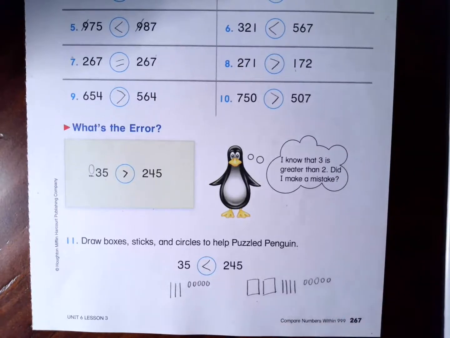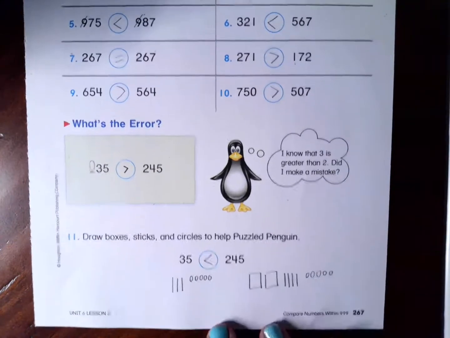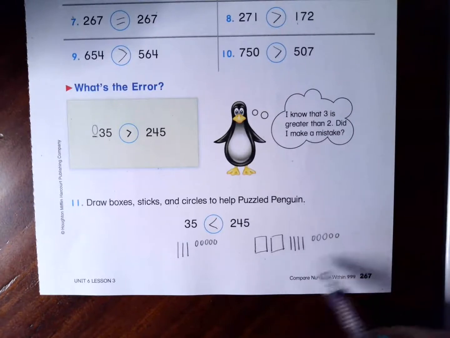And you can easily see that when you draw those boxes, sticks, and circles, this number is by far much greater.